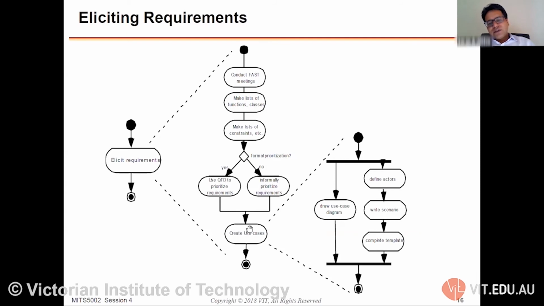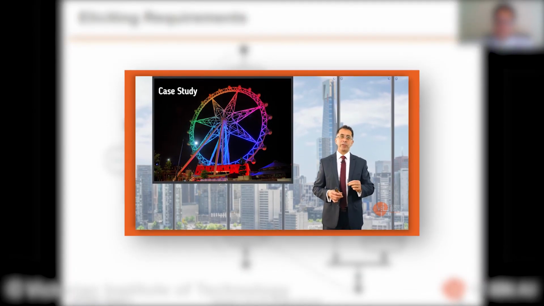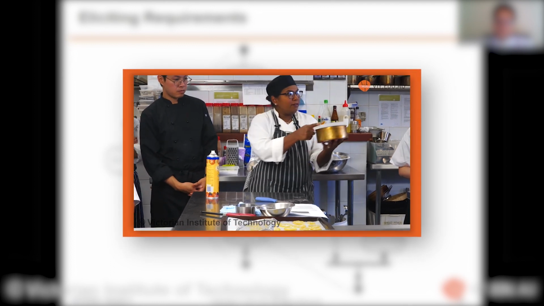And then you create the use cases. In the use cases, you draw the use case diagram so that everyone can understand it. You define the actors, who are the actors in the system, in the software, and write a scenario for a specific functionality or non-functionality. So what are the people involved in that, what are the actual tasks, and who does each task, and finally we complete.